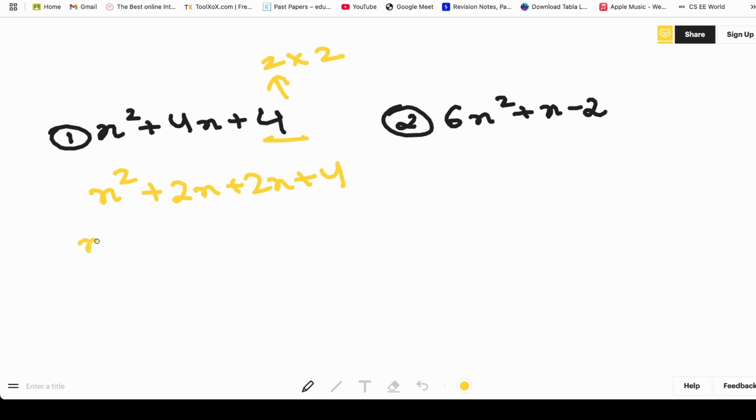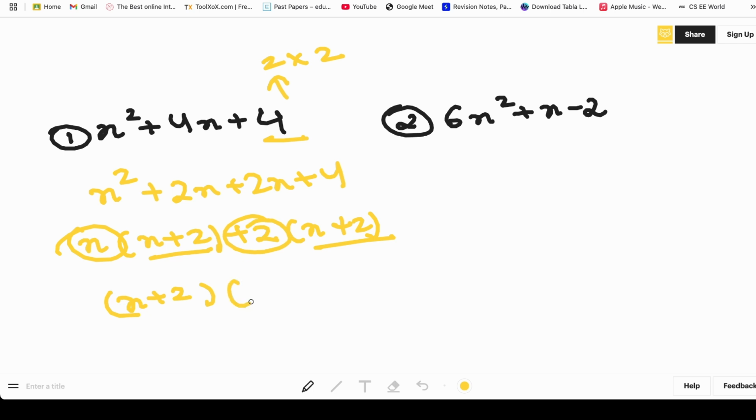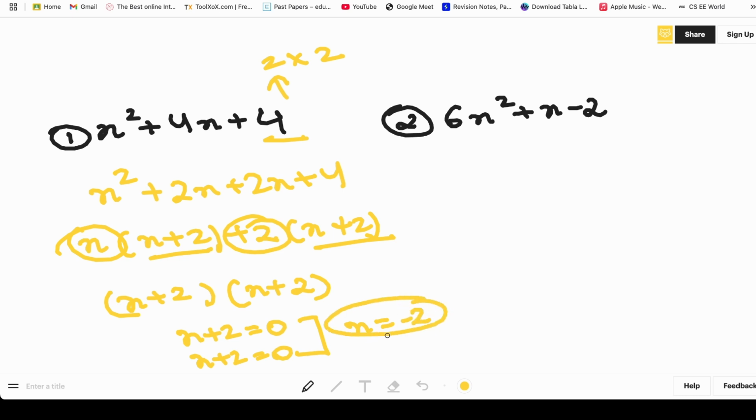Now we'll take x common here, which leaves us with x plus 2. We'll take 2 common here, which leaves us with x plus 2. Taking x plus 2 common, we take this x and this plus 2 and write it this way. So this is essentially x plus 2 is equal to 0 and x plus 2 is equal to 0. So here x is only equal to minus 2. There is no other answer to it.